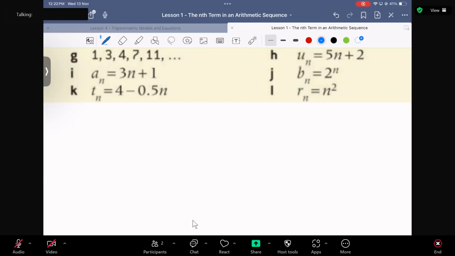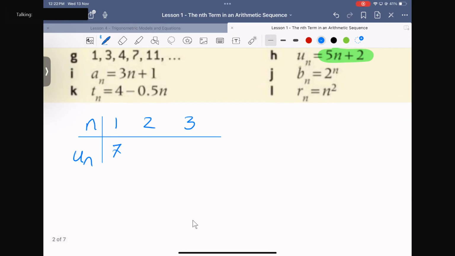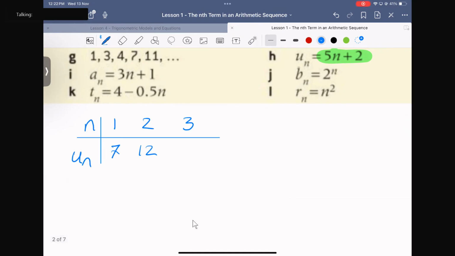So for H, we've got the sequence here, 5n plus 2. If you're not sure how to do this one, I would recommend making a little table very quickly with some values, turning the formula into a numerical formula by taking the values of n equal to 1, 2, and 3. If we put 1 into the formula, we get 5 plus 2, which is 7. If we put 2 into the formula, we get 2 times 5, which is 10, giving us 12. And then 3 5s are 15 plus 2 is 17.